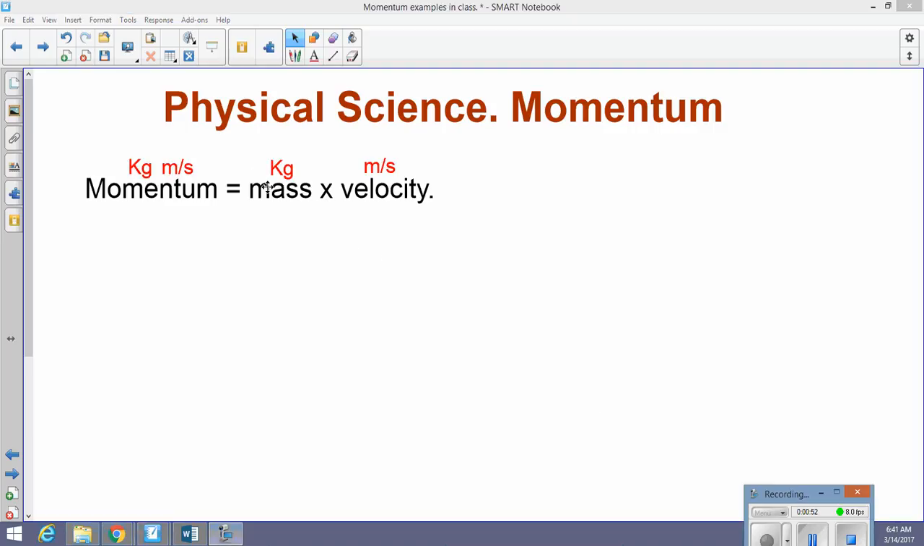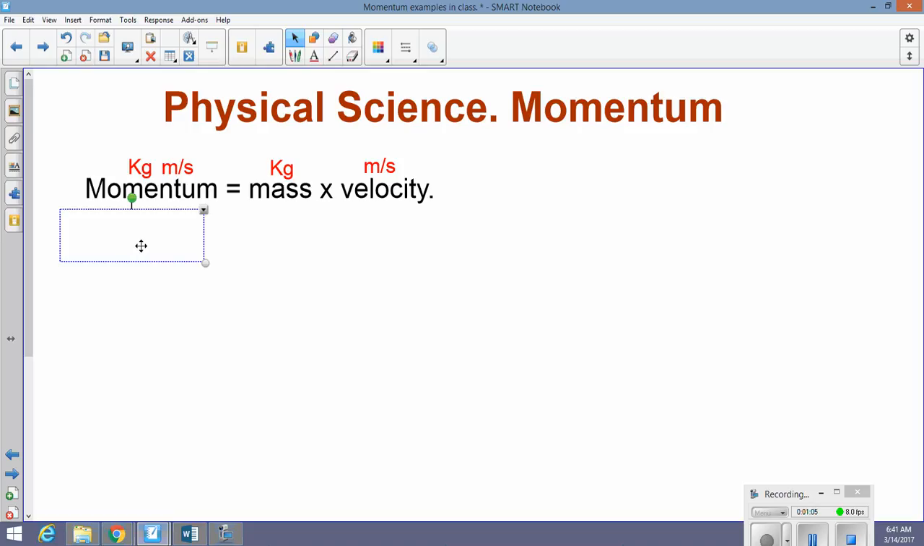Therefore, the units for momentum are kilograms meters per second, because the mass in momentum is defined by kilograms and the velocity in meters per second. Shortly written, this equation could be written as P equals m times v, or momentum equals mass times the velocity.